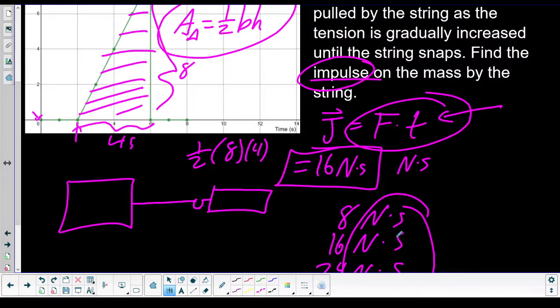And then if they ask you something about velocity, now that you know the impulse, you could set that equal to mass times delta V. And then you could try and find your velocity from there, assuming they're kind enough to tell you the mass. Maybe they tell you the change in velocity and you have to guess the mass. That would be cool too.